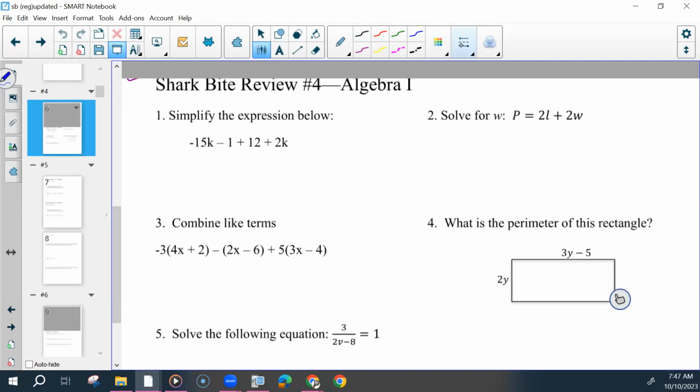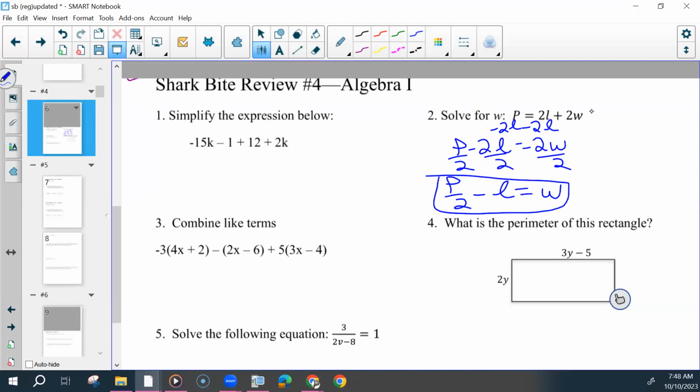Right, for number 2, we needed to solve for W. So you could do this one of two ways. Either get rid of the 2L completely by subtracting, and then divide everything by 2 since this was simplified. Get P over 2 minus L equals W. You could have also divided everything by 2 to begin with and then subtracted L. You would have gotten the same answer.